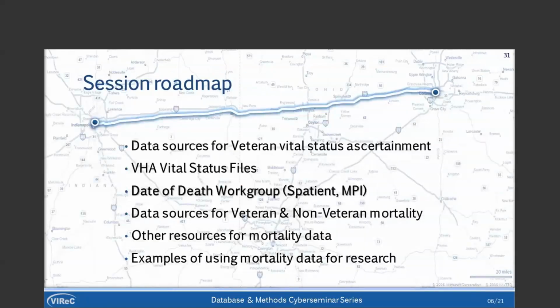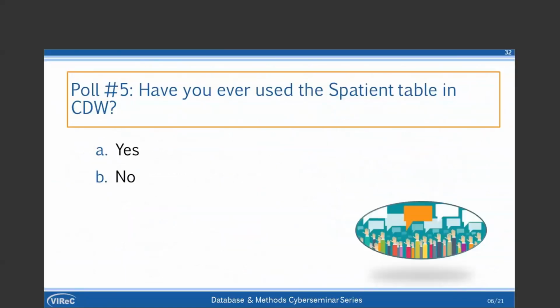So we're going to talk a little bit about the Spatient or also the Master Person Index and the Date of Death Work Group. And this is a final poll question. Have you used the Spatient table in CDW, or also are you familiar with the Master Person Index? Yes or no?